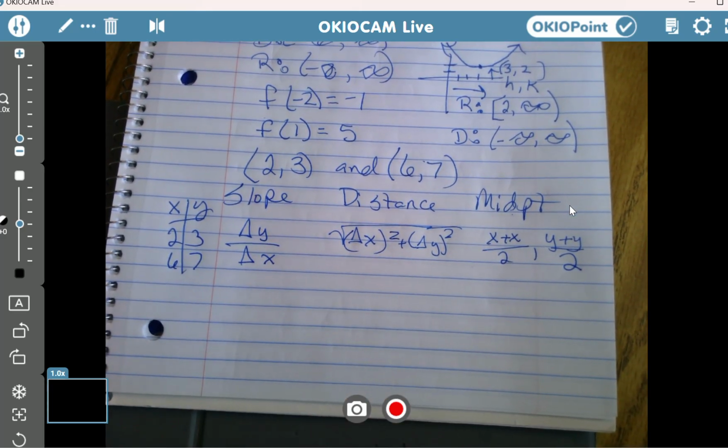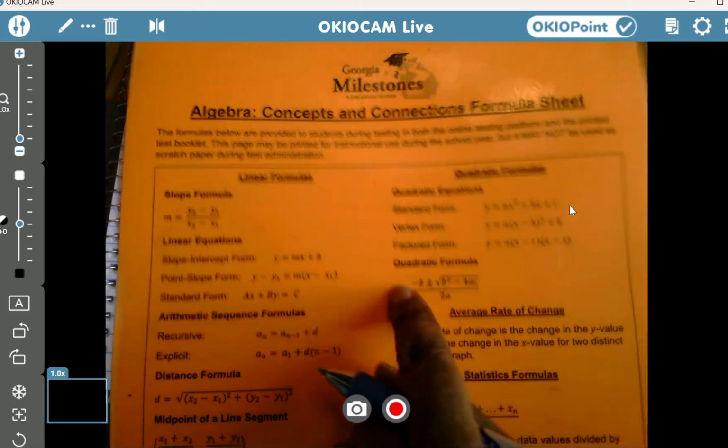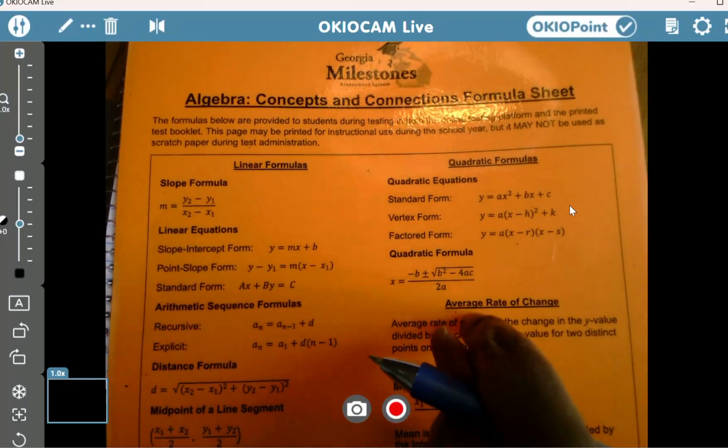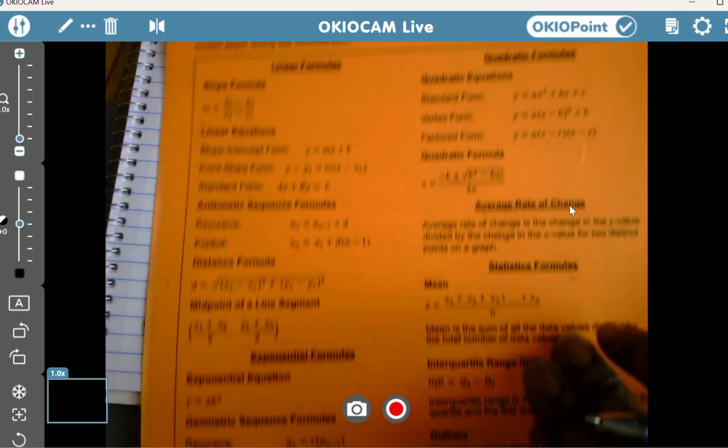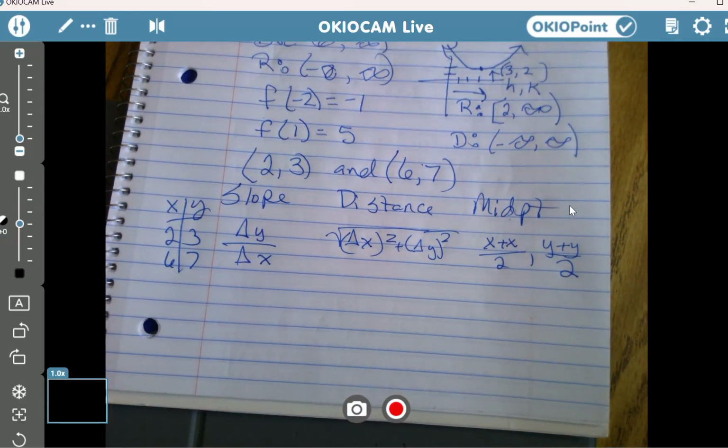All of these are available on the formula sheet. You will have that formula sheet in the DRC platform. So you'll click the icon for the formula sheet when you need to refer to it.